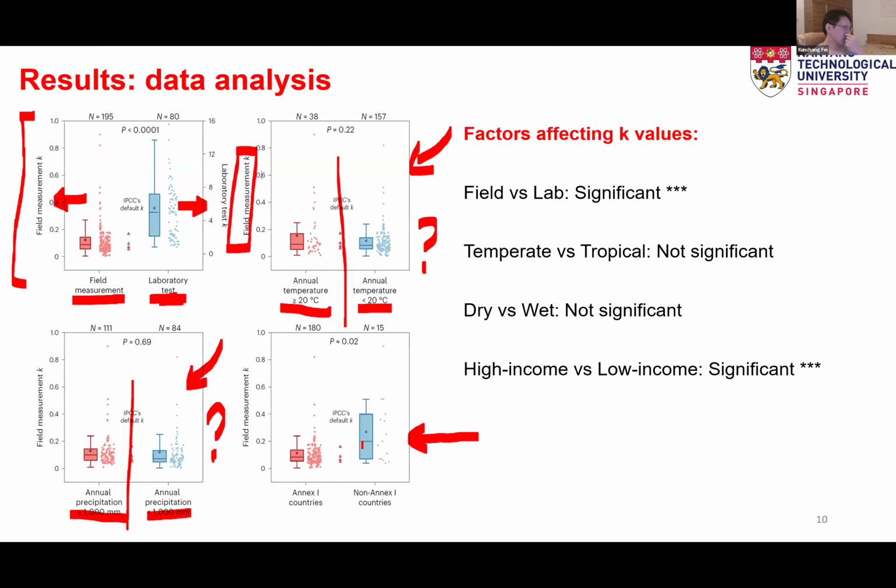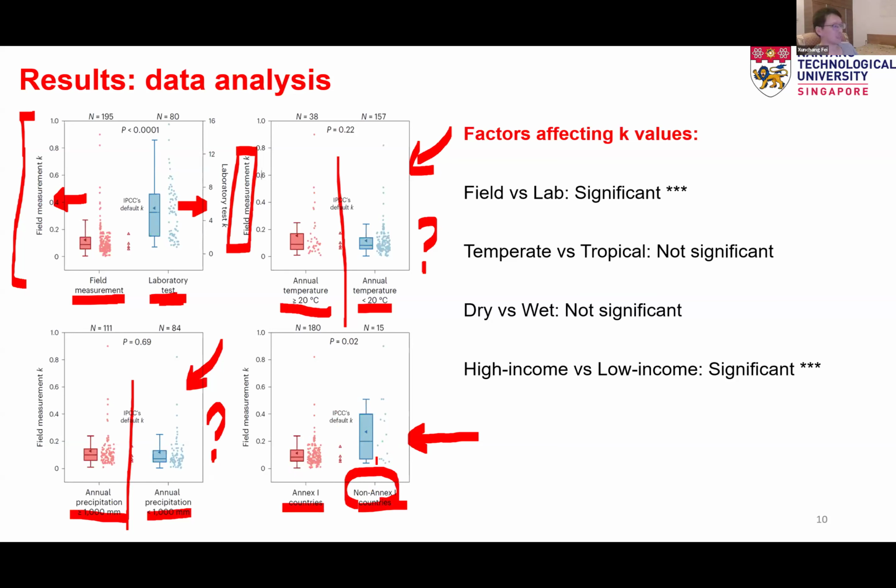This actually is not a question mark. So we are seeing here Annex 1 country versus non-Annex 1 country. For your information, Annex 1 country means the developed countries or OECD countries. And for those countries, the field K measurements are in general lower than the developing countries, the low-income countries.